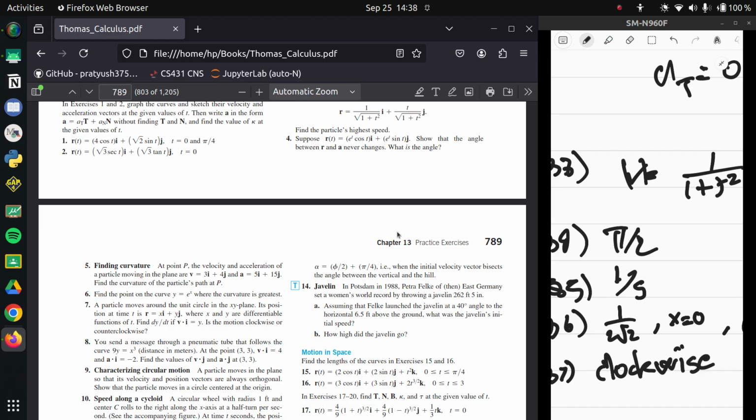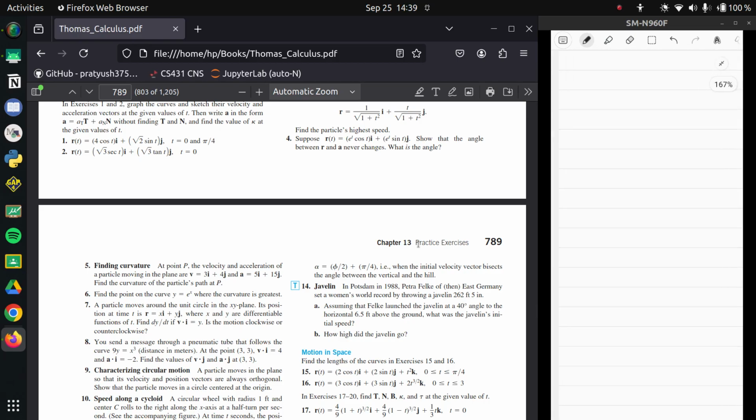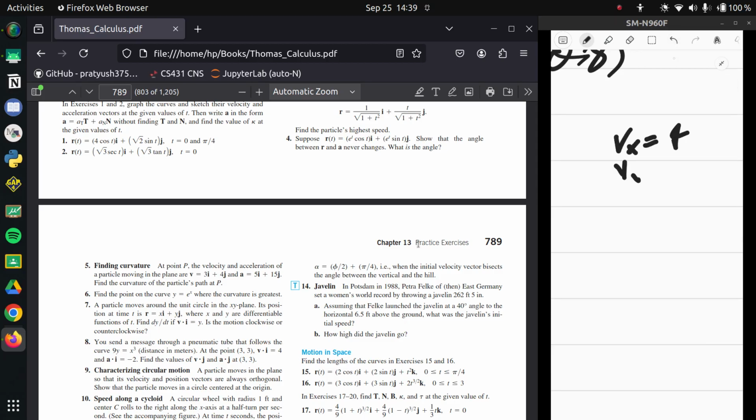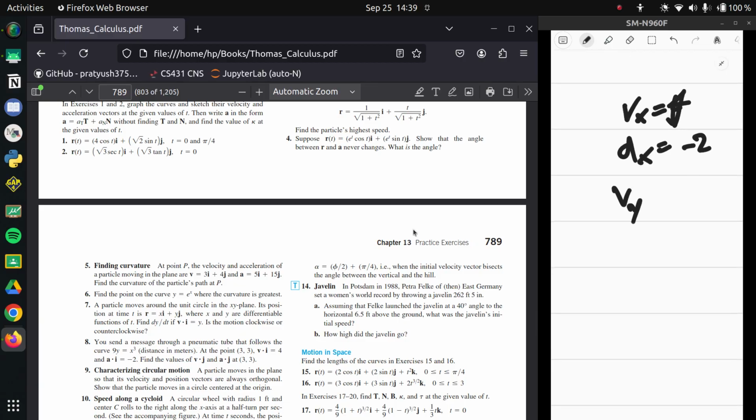I mean, it didn't really feel like doing math. Question 8. You send a message through a tube that follows a curve. At the point (3, 3), your v dot i is 4, so the x component is 4, and your supplemental acceleration is minus 2. Find the value of v dot j and a dot j. So once again what you have is that vx is 4, the acceleration along x is minus 2, and what we want to find is vy and ay.